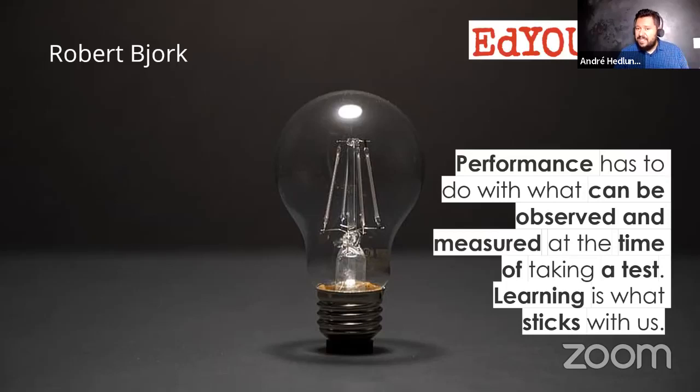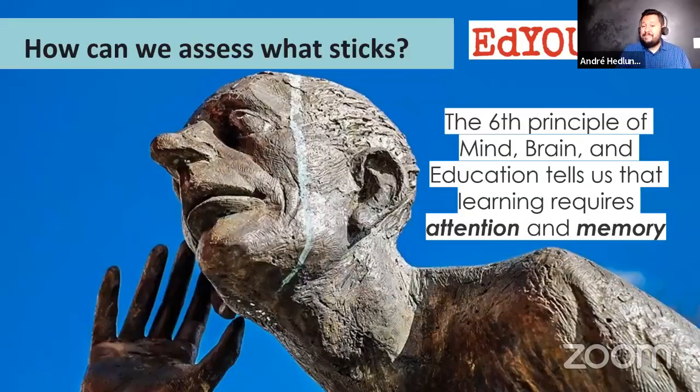Tests are excellent for measuring performance, you know, what you can do at that time. How about learning? How can we measure learning if learning is there and if learning is going to stay with us? Well, that's a big question. And I think the sixth principle of mind-brain education can help us. Mind-brain education is this transdisciplinary area that involves neuroscience, psychology, and education. And it tells us that for you to learn something and memorize it, to make it memorable and stick forever, you need attention plus memory.